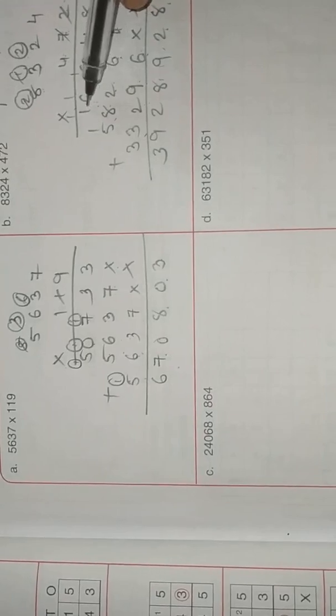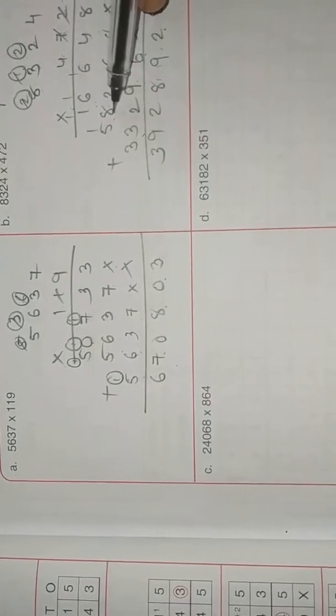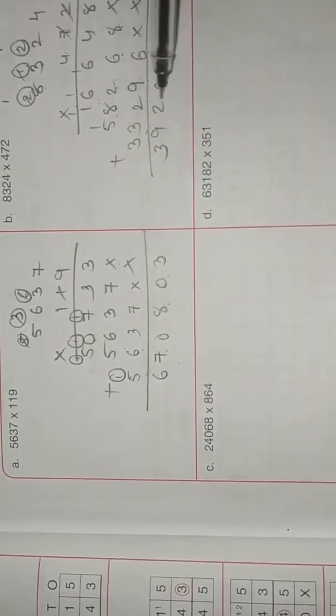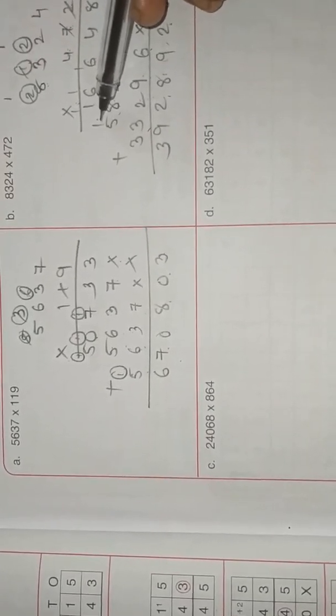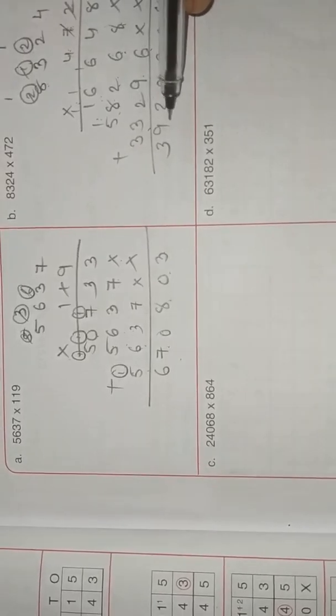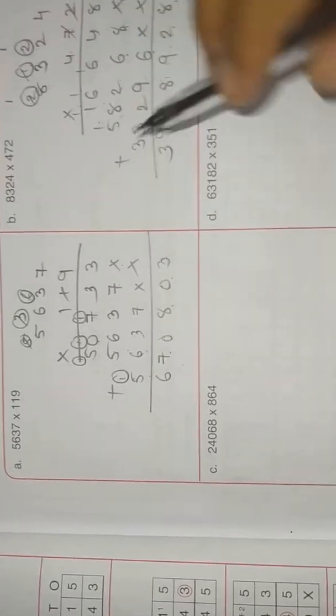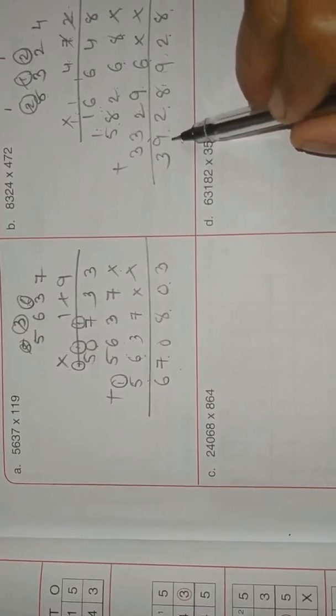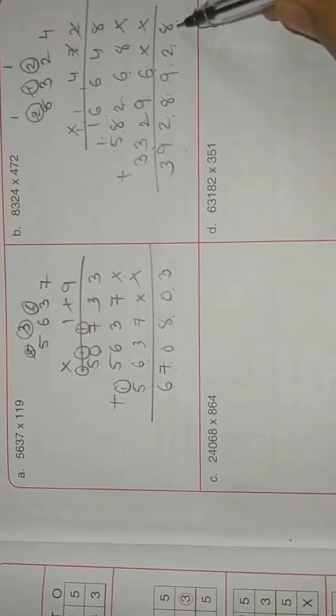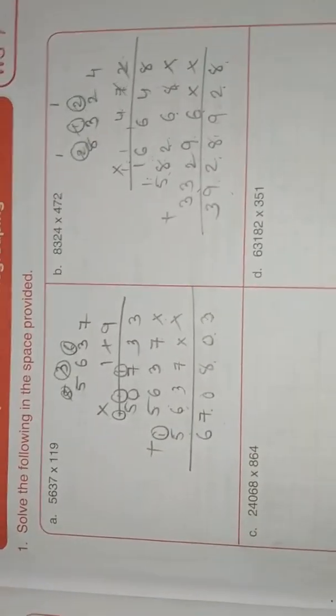1 plus 1, 2 is there. 2 plus 8, 10 is there. 10 plus 2, 12 is there. Write here 2. 1 is a carryover. 5 plus 1, 6. 6 plus 3, 9 is there. 3 as it is. So the answer is 39 lakhs 28,928. Now students, I'll give you 2 minutes. You have to complete your work.